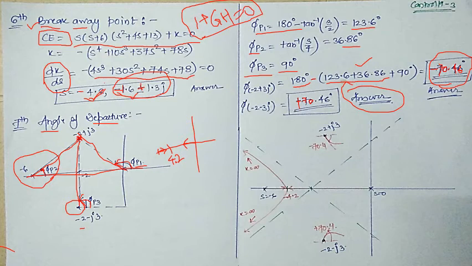So how to plot that angle of departure? Let us consider our horizontal line with respect to minus 2 plus j3 and draw minus 70.46. So obviously minus 70.46 will go in the downward direction, and this is the angle. So with this angle, the root locus will start. Similarly, minus 2 minus j3, its angle is plus 70. So with this angle, the other root locus will start.